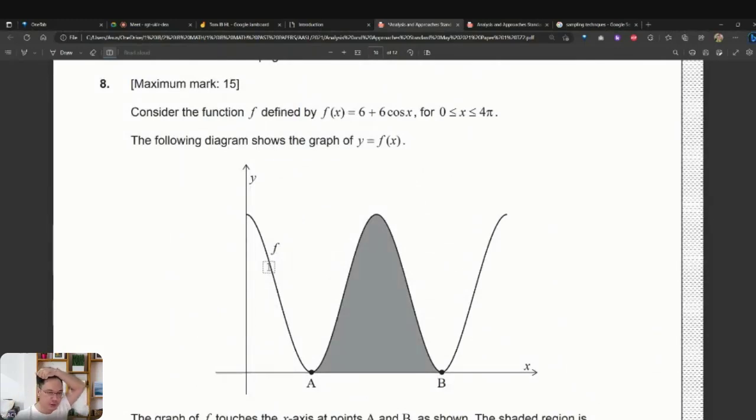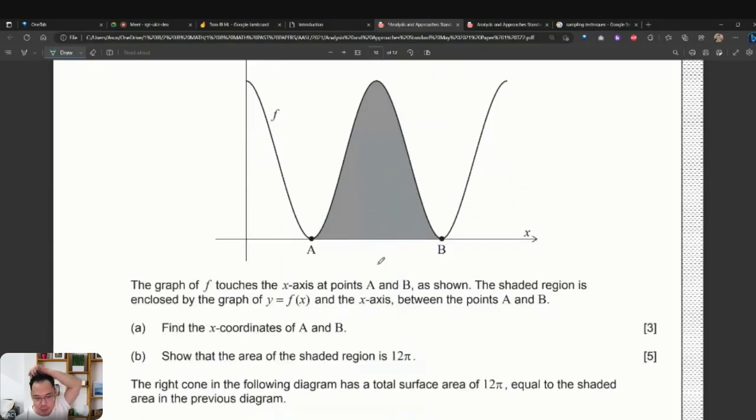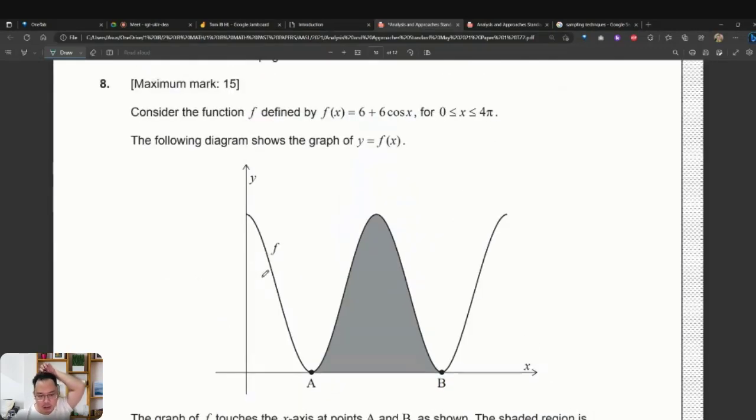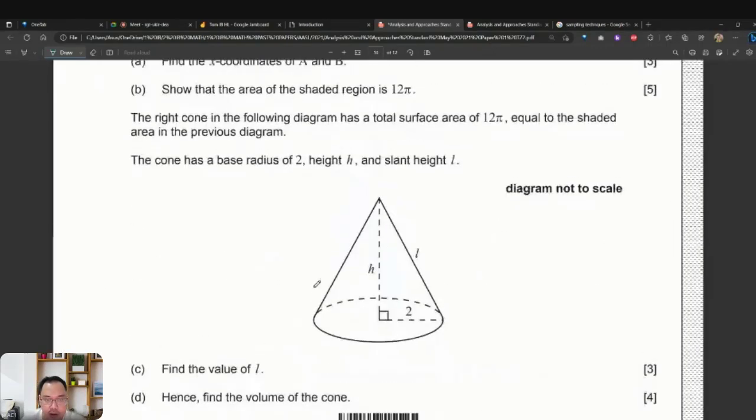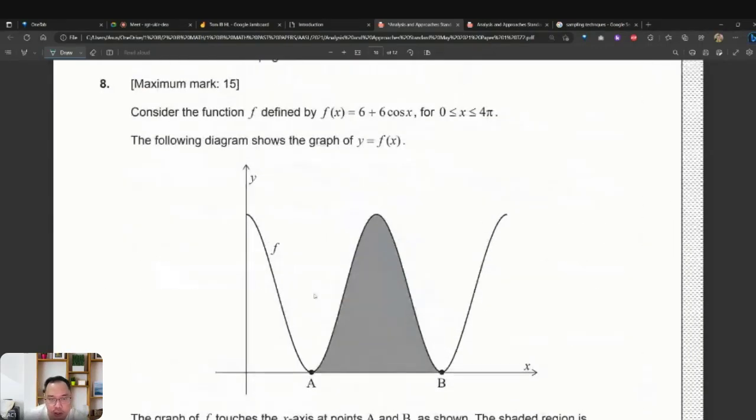Consider a function that is a trigonometry function. The following diagram shows the graph. Of course, adding a constant 6 behind it just shifts the graph upwards vertically. The graph of f touches the axis at the points A and B. The shaded region is enclosed by the graph and the x-axis between the points A and B, by the x-coordinates of A and B. Okay, x-coordinate meaning this function equals 0. Let that function equal 0.